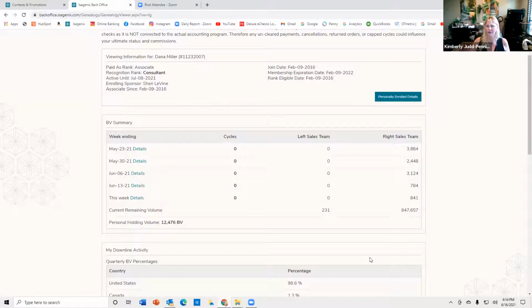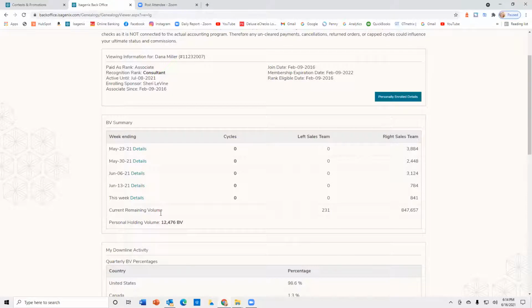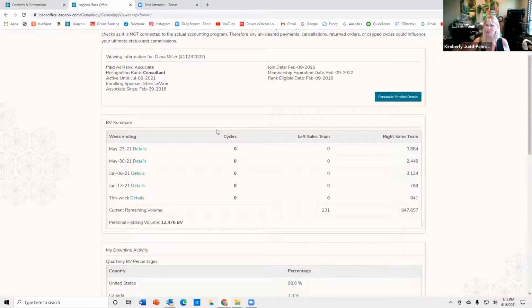Here we go. Can you see my screen? Look at her personal holding volume. Kimberly, can you explain what you're sharing on the screen about the thousands? Yeah. Okay. So this is the view placement tree.